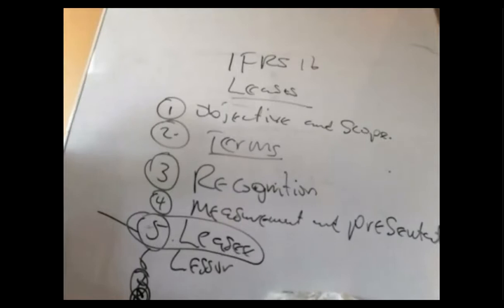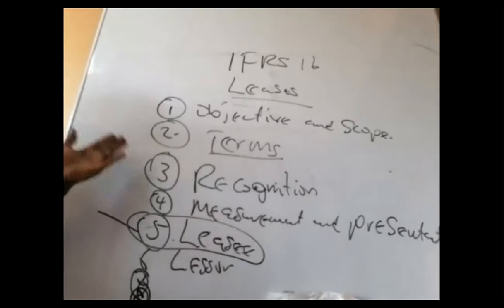Now let's get started again. The objective of this standard, IFRS 16, like the objective of every standard, is to prescribe the correct accounting treatment. So the same thing over here. This standard sets out principles for recognition, measurement, presentation, and disclosure of leases. That is all.